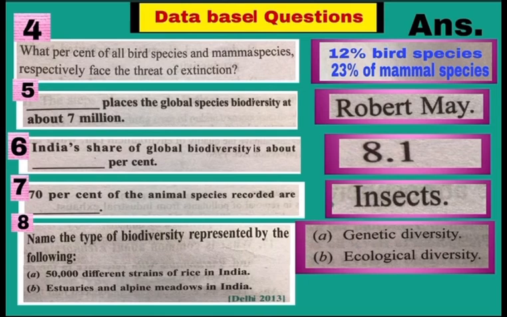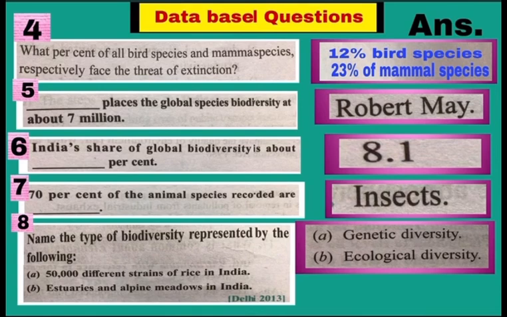Question number 5. Dash places the global species biodiversity at about 7 million. Robert May places the global species biodiversity at about 7 million. Question number 6. India's share of global biodiversity is about dash percent. It is about 8.1%. Question number 7. 70% of the animal species recorded are dash. 70% of the animal species recorded are insects.